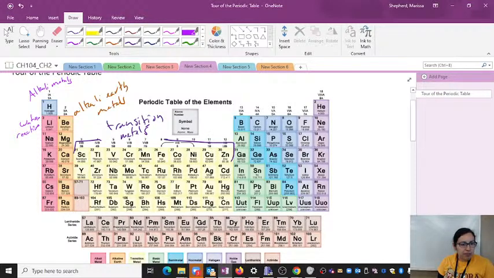So this is, I know I lied. So these are the coinage group here. So copper, silver, gold, and then nickel, palladium, platinum. These are good catalysts. So palladium and platinum are used a lot in catalysts.